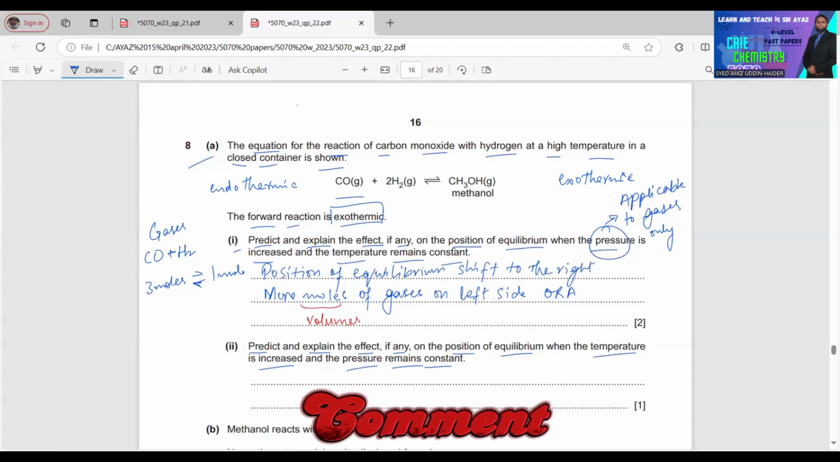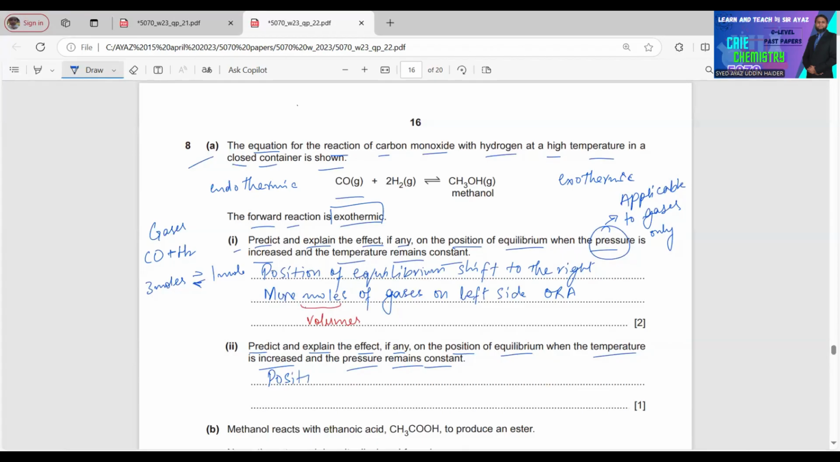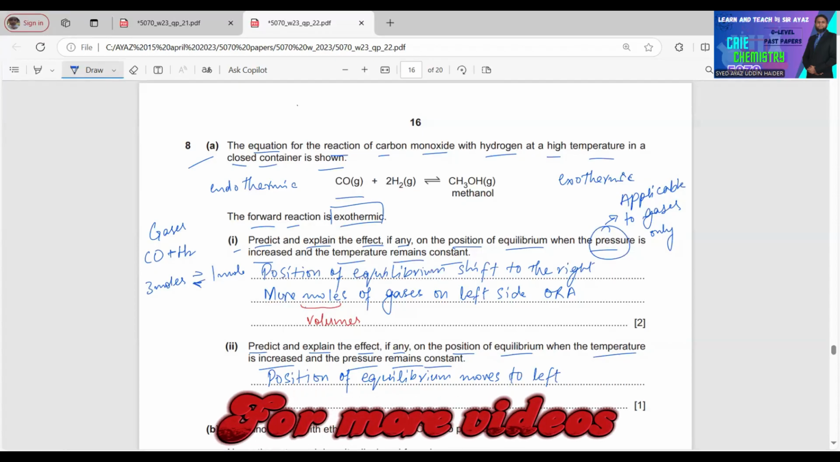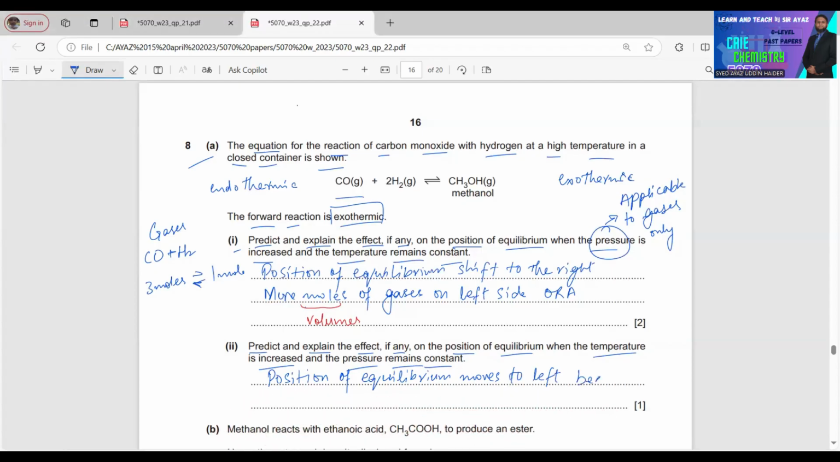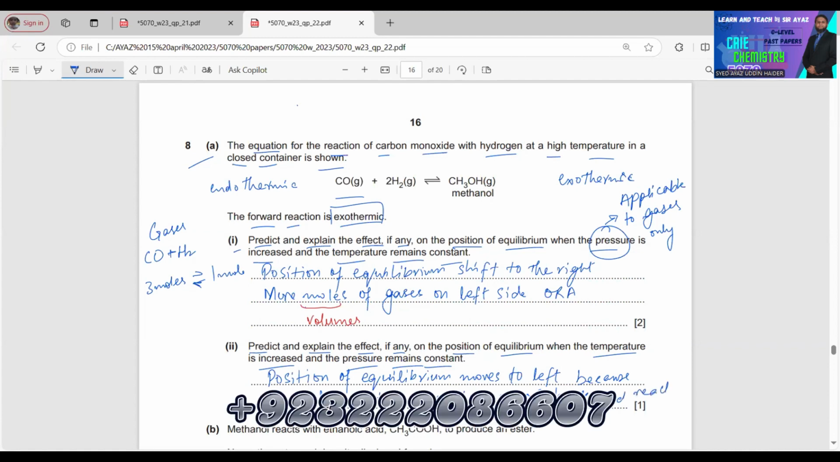You can mention: because forward reaction is exothermic, or backward reaction is endothermic.